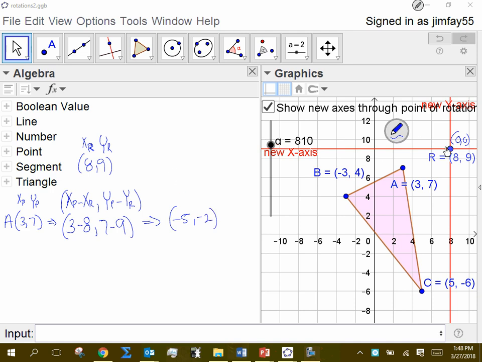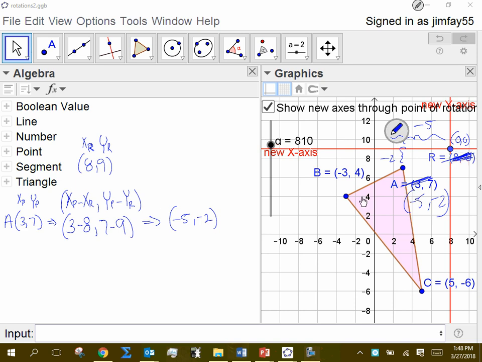And that's the exact same thing that I would have gotten if I had called 8, 9 the point 0, 0, and then counted over 5 units that way and down 2 units to relabel that point as -5, -2. Is that okay with everybody? Because I took 3 minus 8. I take the x value of the point.